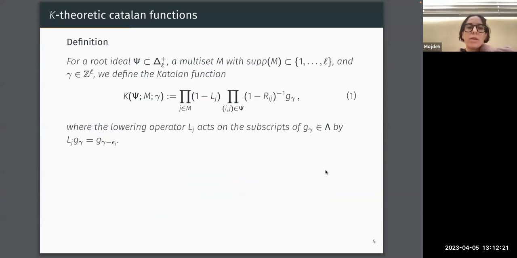Okay, so given that, we can finally write down maybe our first definition of what a Catalan really is. And so a Catalan is defined over the 3 parameters I was referring to. The first one is a root ideal psi.